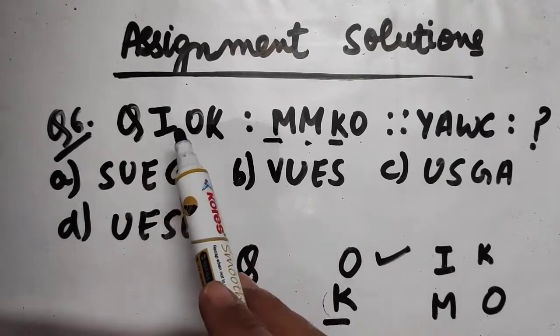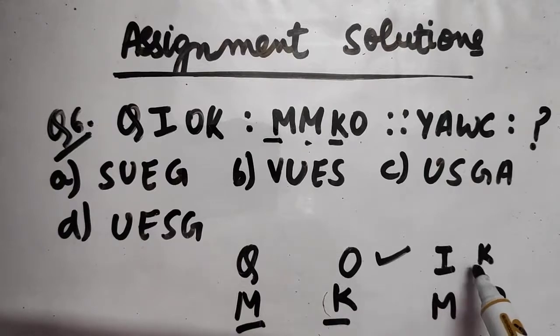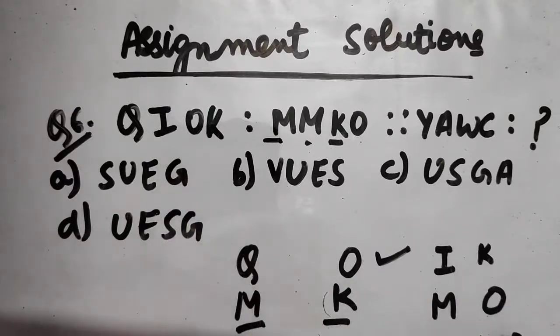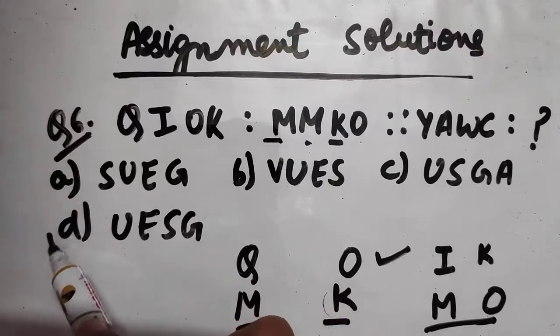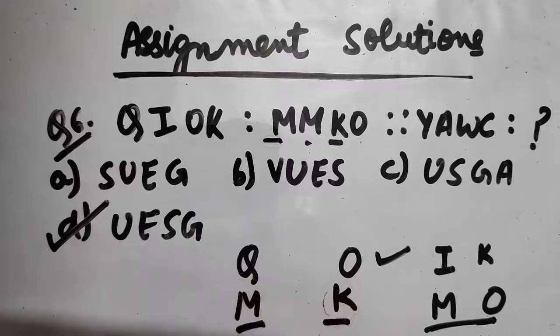I am repeating the relation. The first and the third letters of the first group are moved 4 steps backwards to obtain the corresponding letters of the second group. The second and fourth letters of the first group are moved 4 steps forward to obtain the corresponding letters of the second group. So the similar relationship exists in option D. So for question number 6, option D is the correct option.